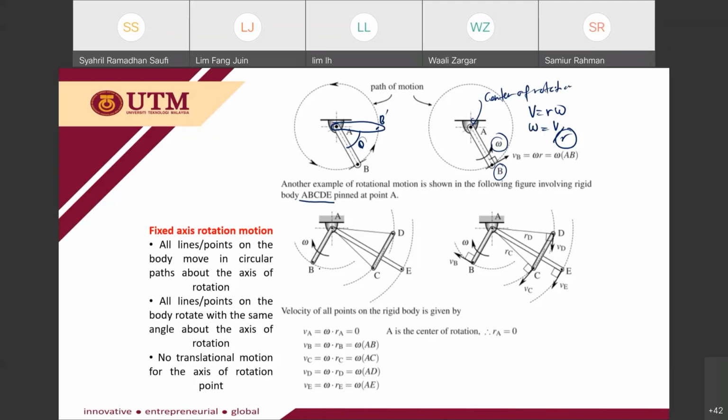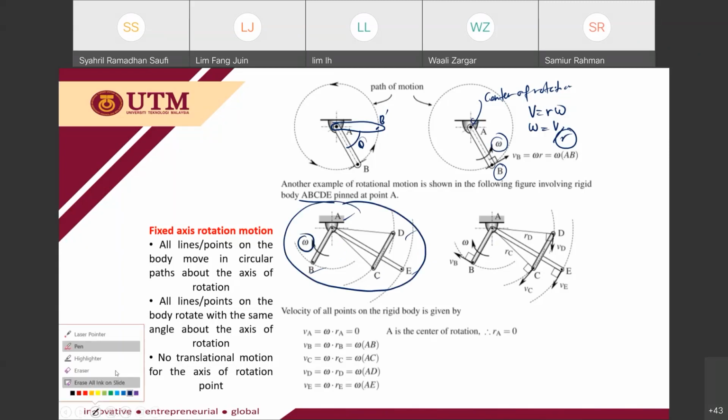So let's have a look at this body A, B, C, D, E. You have this body here, A, B, C, D, E. Please remember that on one rigid body, you will have only one angular acceleration. For this whole rigid body, you have only one angular acceleration. Please remember that. For one whole rigid body, you will have only one angular acceleration.